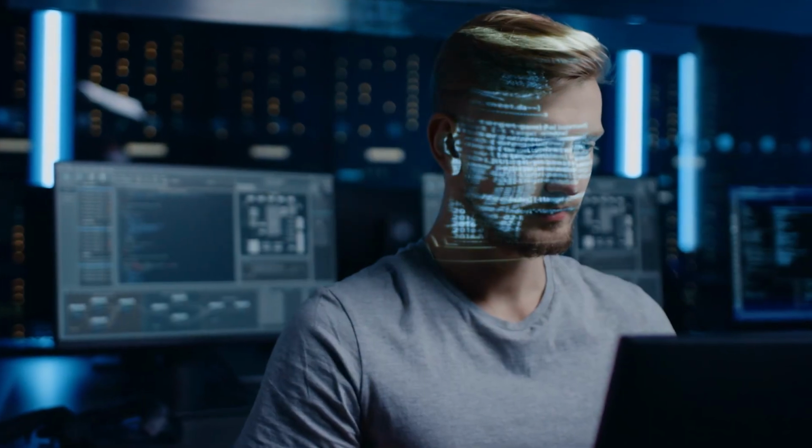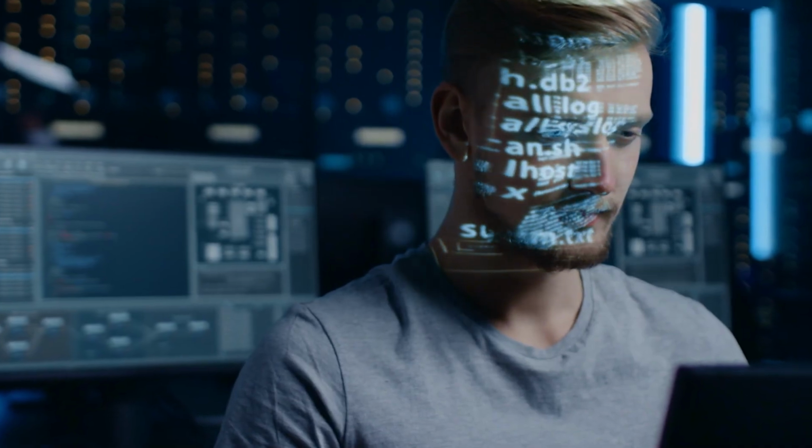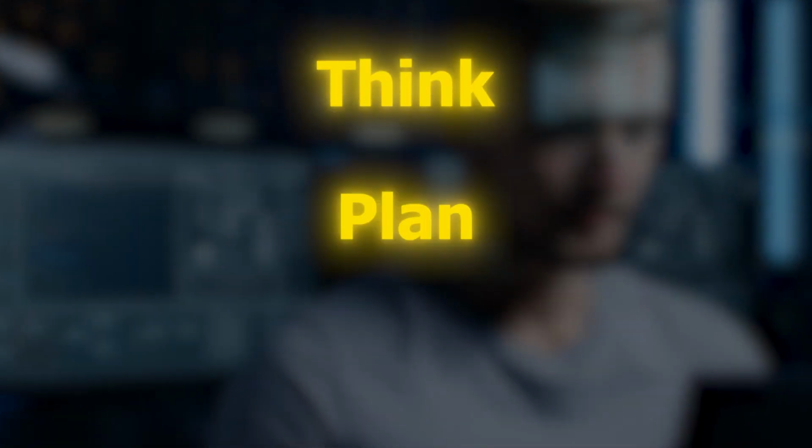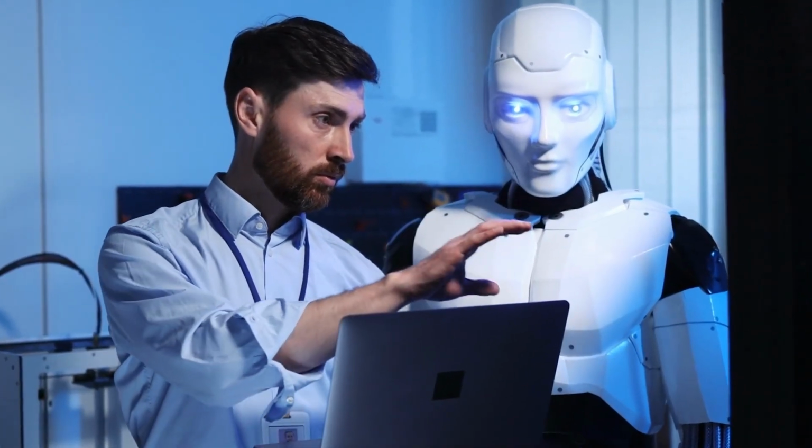Over time, many beginners move from using AI occasionally to relying on it daily. Not because they are lazy, but because they are efficient. AI becomes part of how they think, plan, and execute work. And the best part is that this transition doesn't require technical expertise. It only requires curiosity and practice.